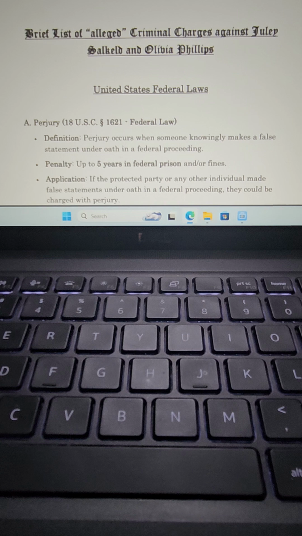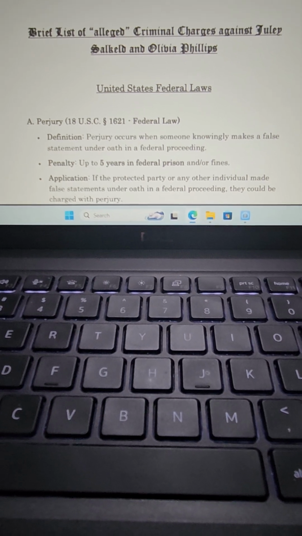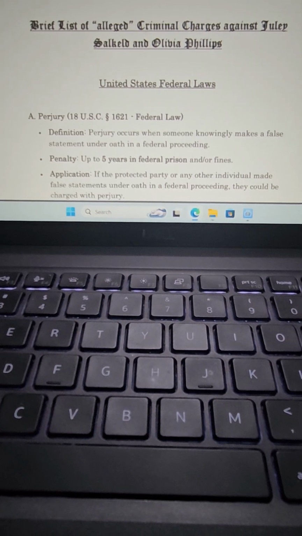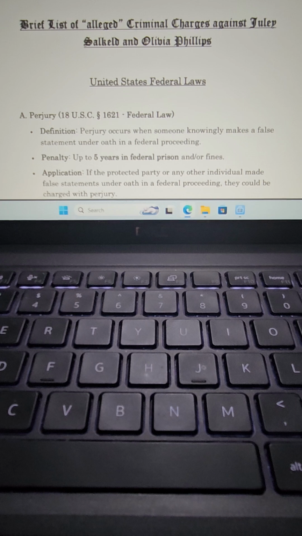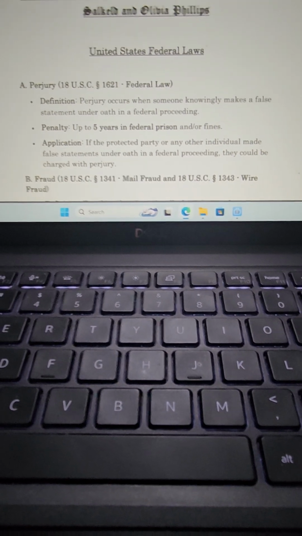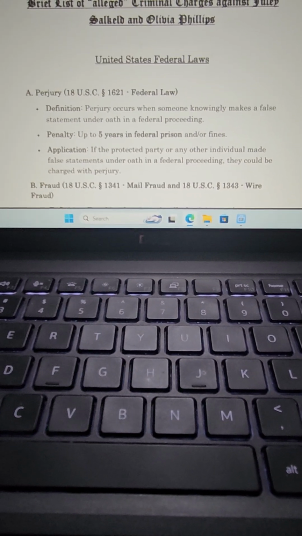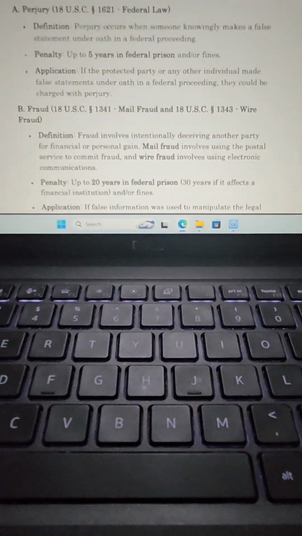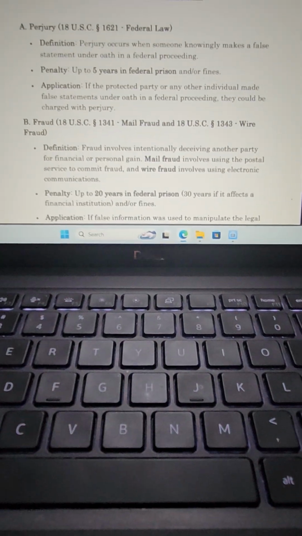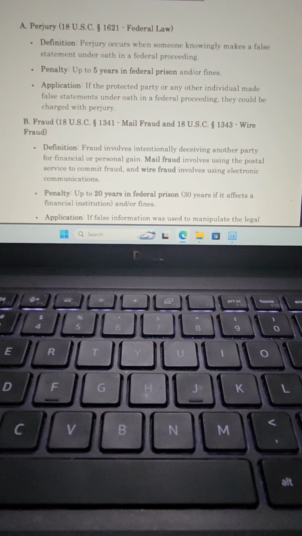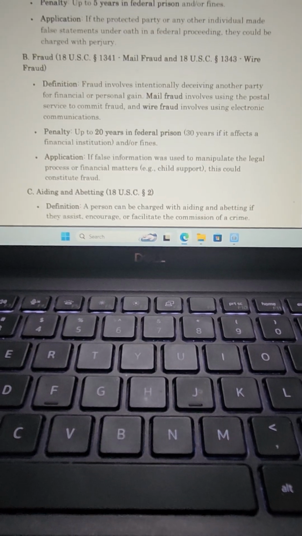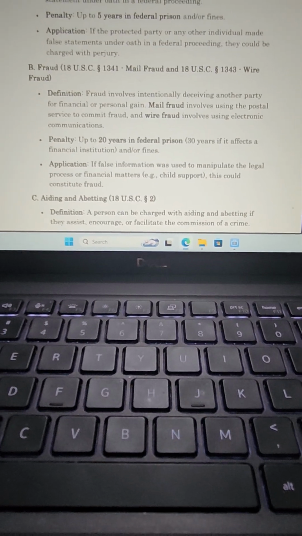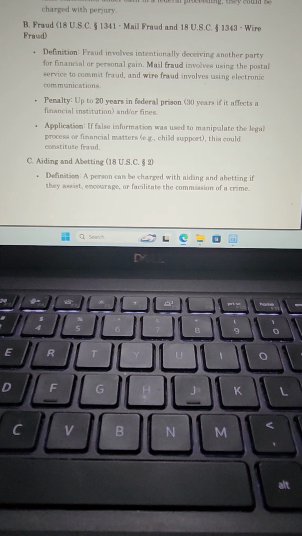Then I added, here's a brief list, and I added this to the complaint. Brief list of alleged criminal charges against Julie Sockold and Olivia Phillips. United States federal laws: perjury, 18 U.S.C. 1621, federal law, penalty up to 5 years in federal prison. Fraud, 18 U.S.C. 1341, mail fraud, and 18 U.S.C. 1343, wire fraud, up to 20 years in federal prison, 30 years if it affects financial institutions, or fines.